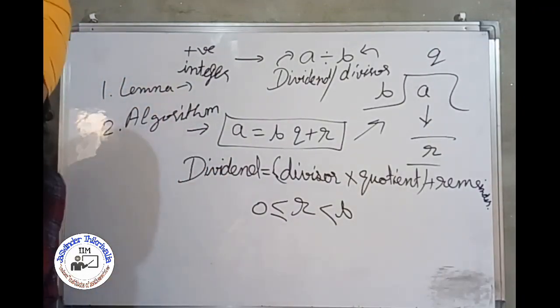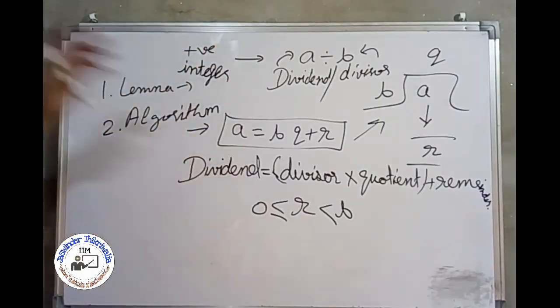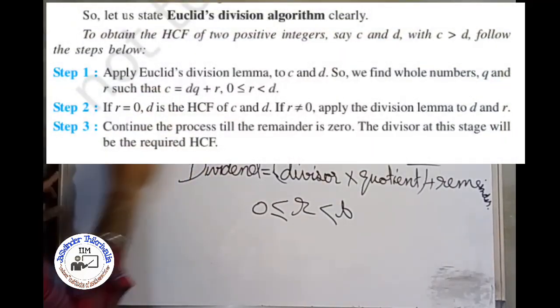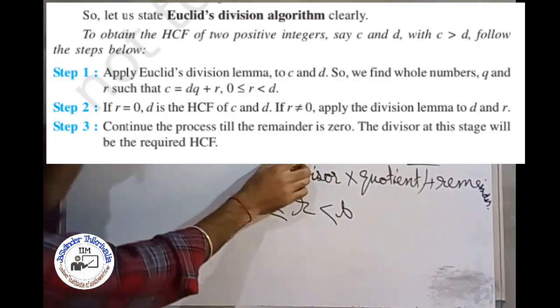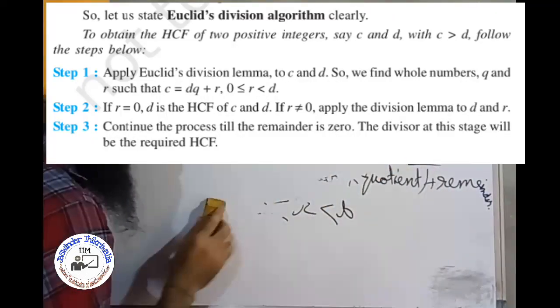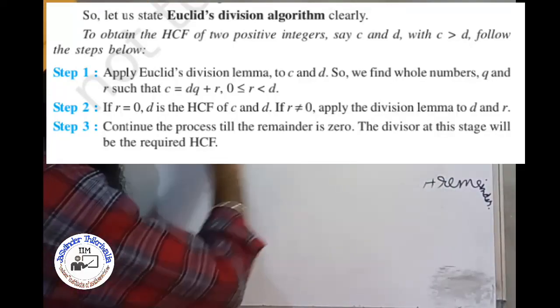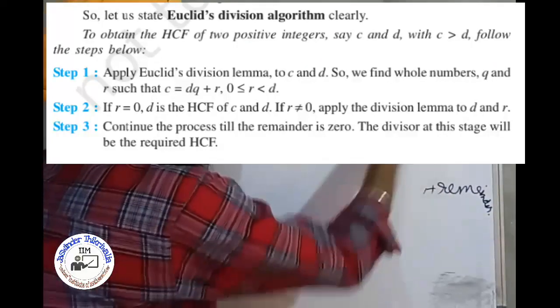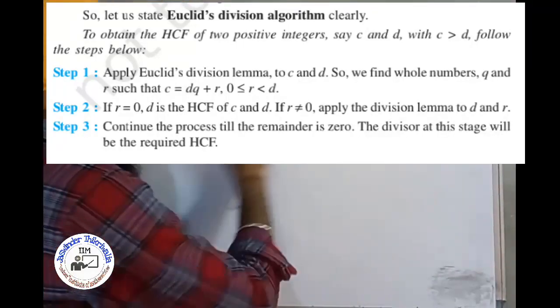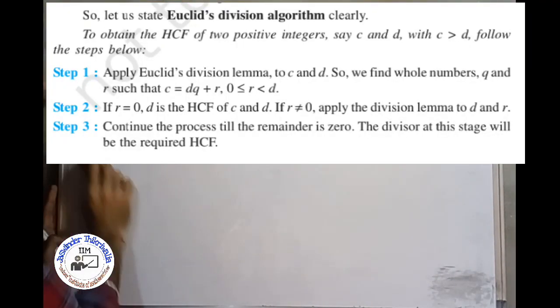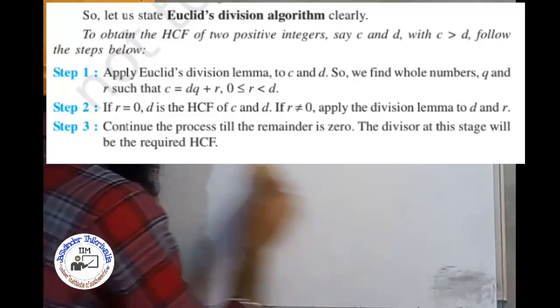So now next is Euclid division algorithm. First of all, you check here. Here are the steps of Euclid division algorithm. You read them properly. And first of all, we will take two numbers c and d. So when you divide c by d, what will you get?